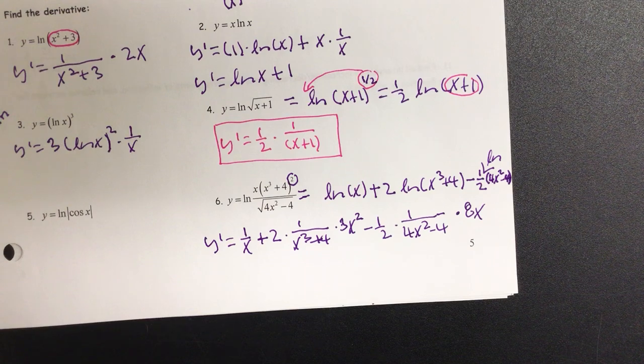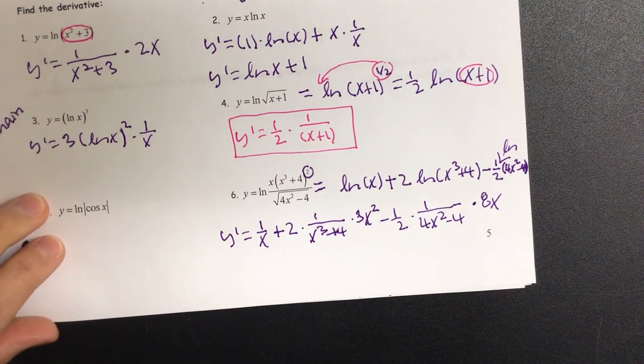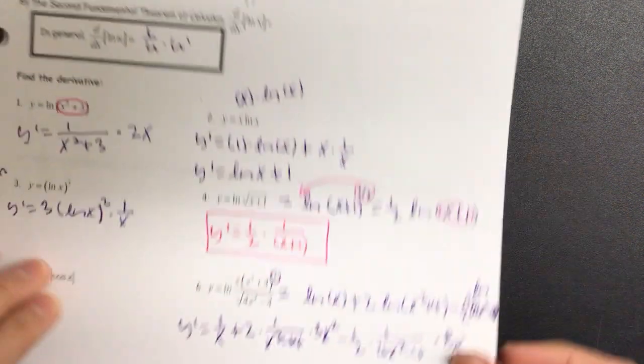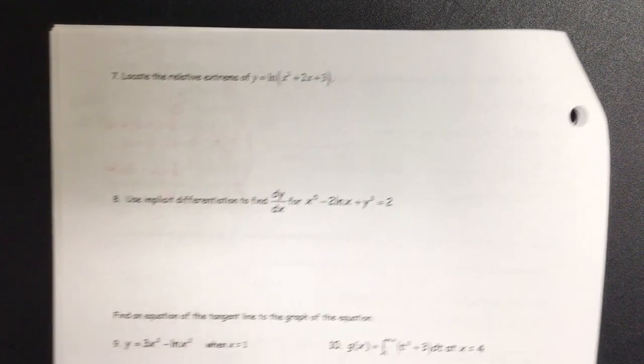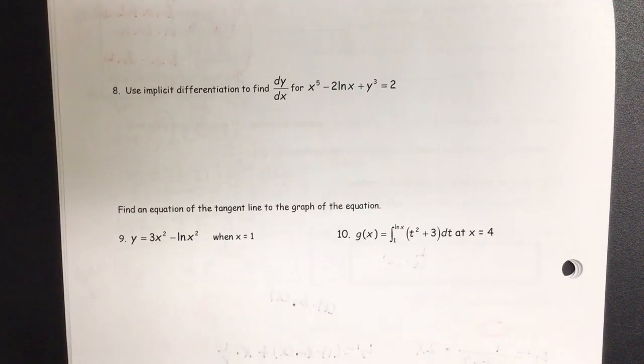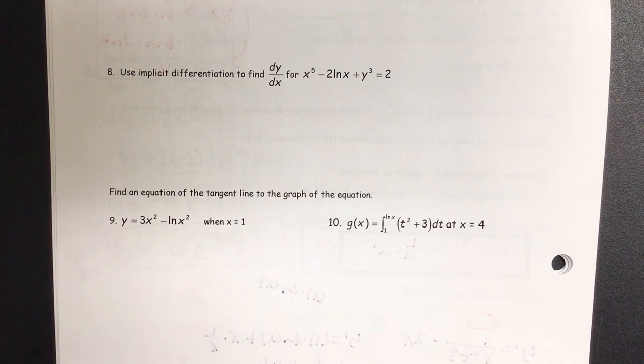All right, on the back, let's do number 8 and 9. Okay, on number 8. Allie, let's read number 8. Locate the relative extrema of y equals... Number 8. Oh, number 8. Mm-hmm. Sorry. That's okay.